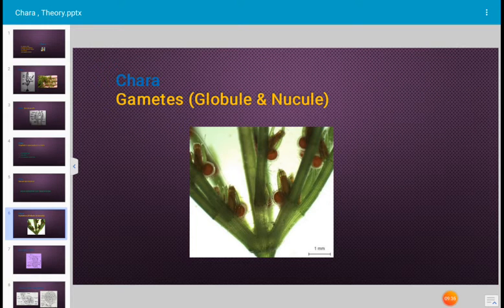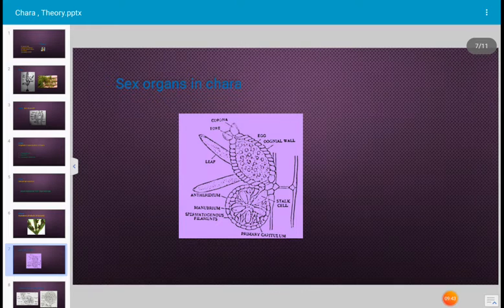Let us see the male sex organ of the Chara, or the globule of the Chara. In the photograph, the sex organs of Chara are shown. The female organ is known as nucule, and the male organ is known as globule.